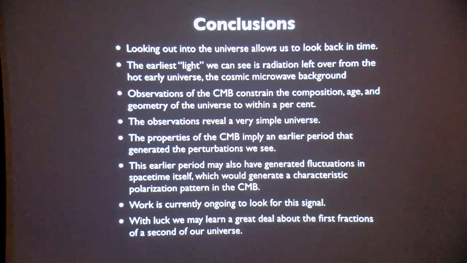We also saw, or I briefly argued for you, that the properties we see in the CMB, the fact that it's so homogeneous, 2.7255 Kelvin over the full sky, and that the phases of the oscillations are the same everywhere in the sky, really means that there has to have been some earlier period that generated these perturbations. If it's inflation, you would expect that it also generated some level of space-time fluctuations that one can look for in the cosmic microwave background, and that's something we're currently actively working on.